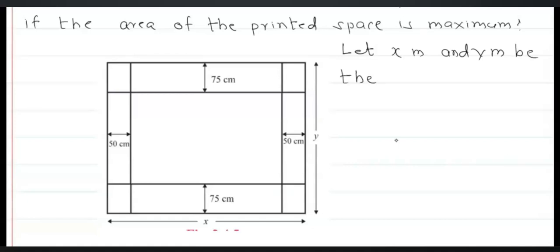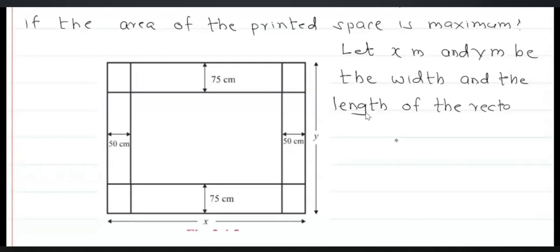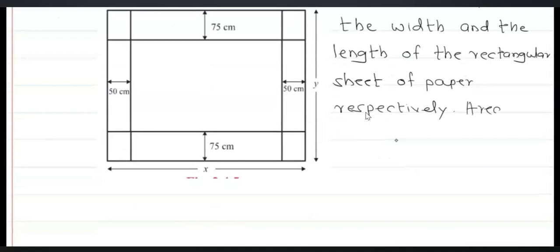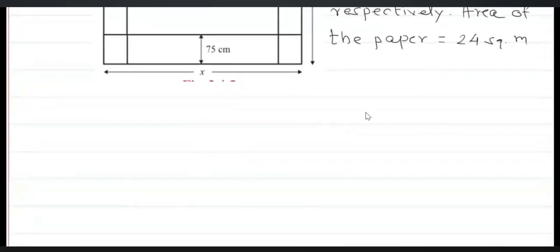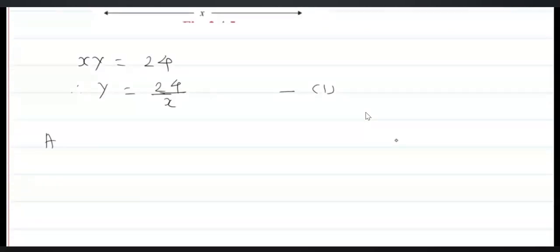Let x meter and y meter be the width and the length of a rectangular sheet of paper respectively. Area of the paper is equal to 24 square meter. Now the margins are in centimeter, and then we will convert into meter. That is, xy is equal to 24, therefore y is equal to 24 upon x.